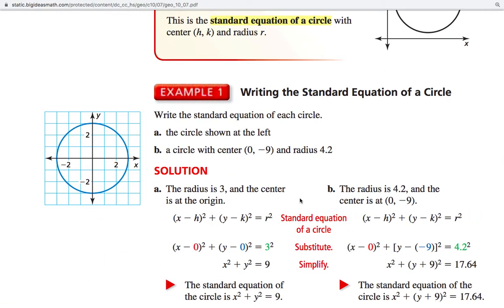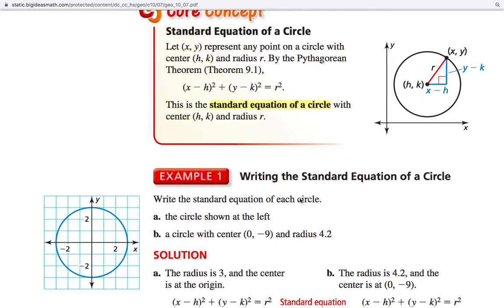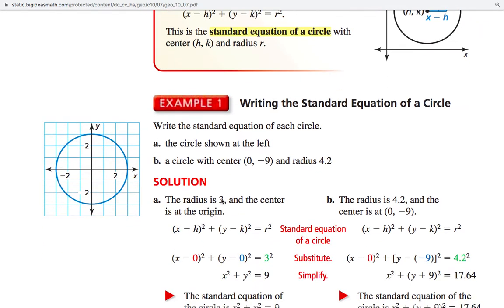Not a whole lot of what we're going to do. They're going to ask you to write the equation for the circle. So here we've got our radius, our center of the circle is 0, 0, and then the radius we can count as 3. So if the radius is 3, the center is at the origin, you plug in your zeros, you get your radius of 3, we got x squared plus y squared equals 9, and that's it.